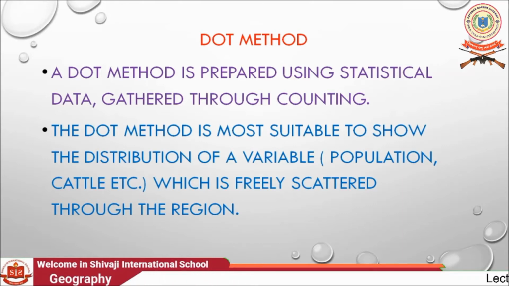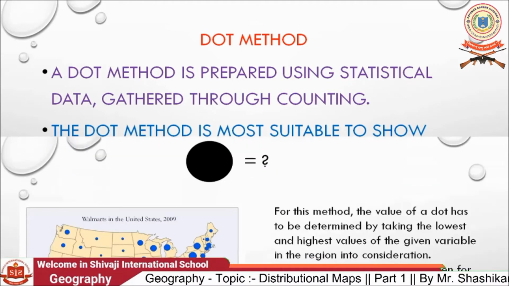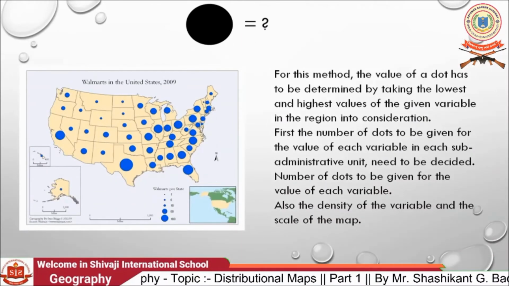See the population or the cattle, suppose we consider any region, suppose Aurangabad district. So, the population of Aurangabad or the cattle distribution of Aurangabad is freely scattered in the Aurangabad district or any other district or region. Okay. See, here we are going to see how we have to prepare or how we have to show the variables with the help of the dot method.